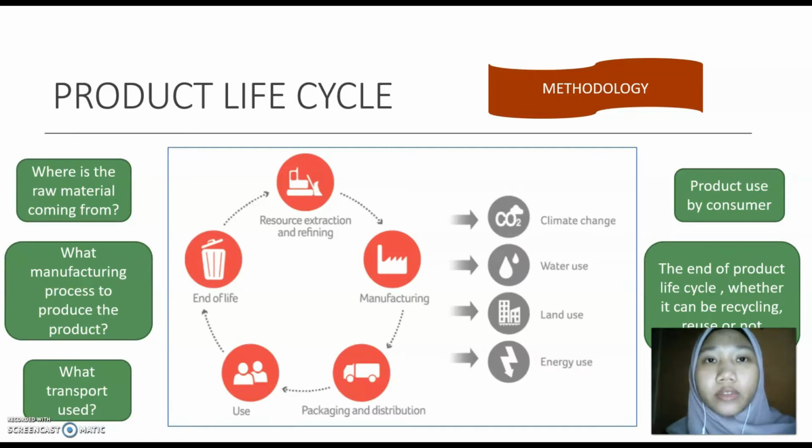The LCT tool can capture overall environmental impact through the material process, distribution, product use, and also the end of product life. For the steps of doing the product life cycle, we have 5 basic steps: resources extraction and refining, where we know where the raw material is coming from; what manufacturing process they use; what kind of transport they use to distribute the product used by the consumer; and the end of life, which is whether the product can be reused, recycled or not.